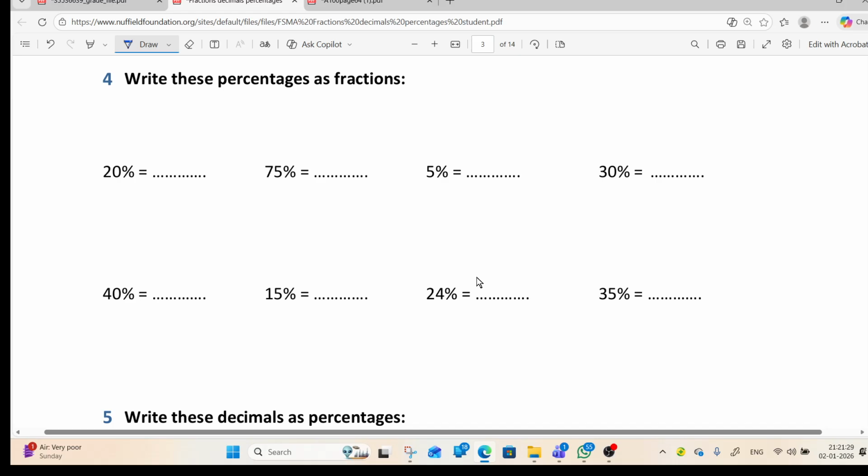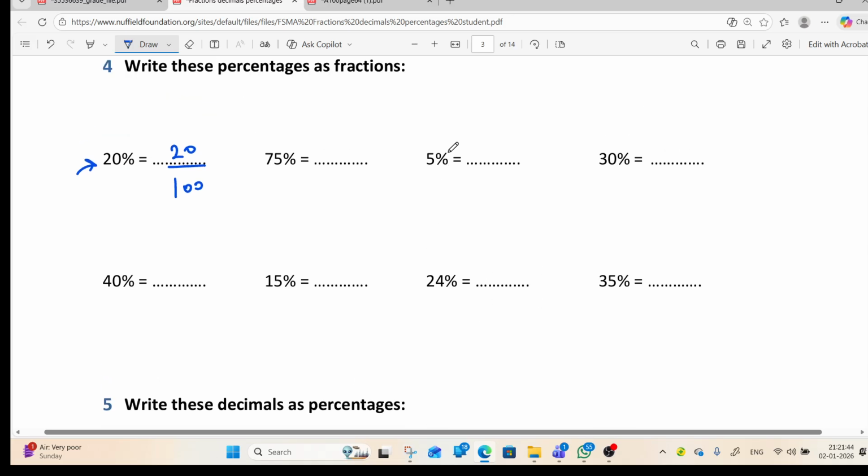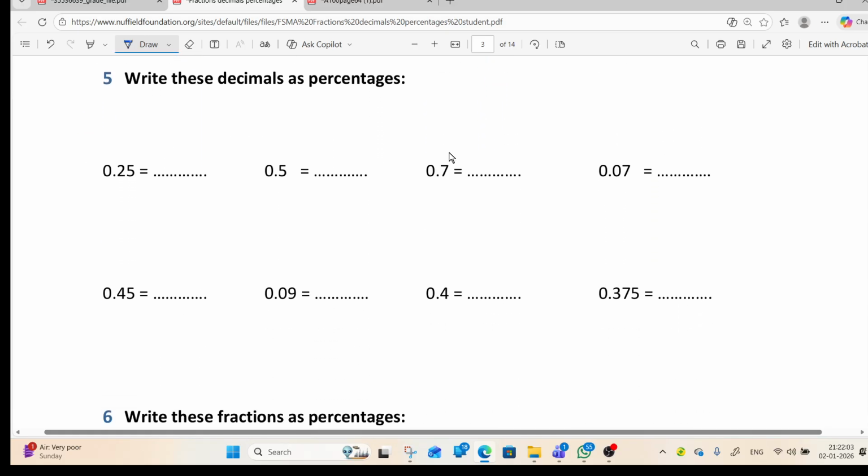So 20%. Just tell me this first one, 20%. Write it as a fraction. 20 over 100. Very good. That's great. So in all of them, okay, tell me this 5% as a fraction. 5 over 100. Very good. Write these decimals as percentages.